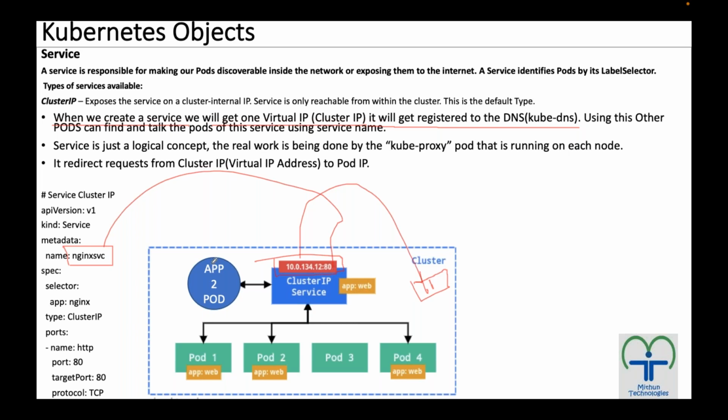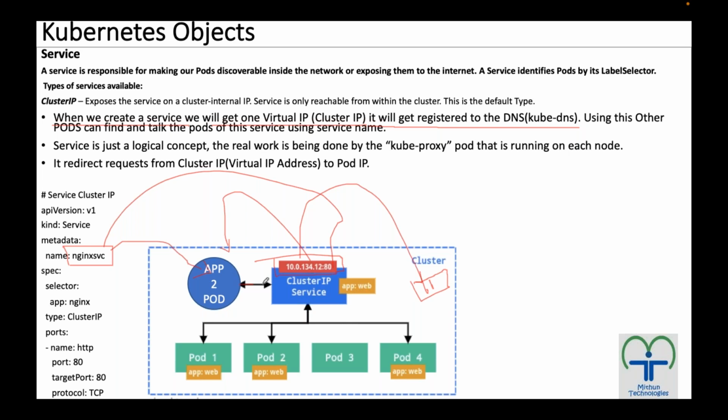So if another application wants to access this application, do they really need to use the pod IPs, or the service IP? Not required. Can I use that name instead of this IP or pod IPs? If I use the name I used to create the service, a DNS lookup will happen within the cluster, and it is going to resolve that name to the service IP.